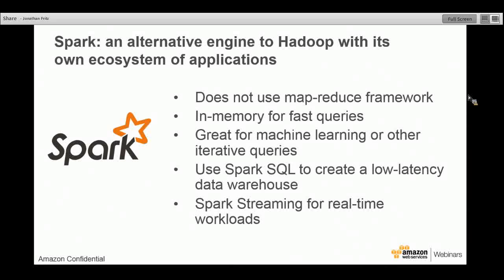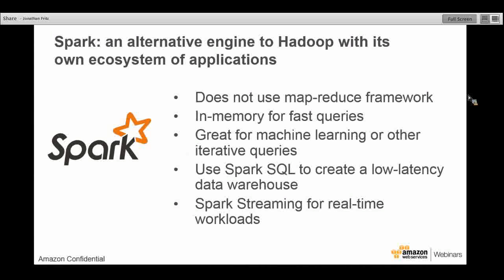It's an alternative to Hadoop MapReduce. It's an alternative engine, and it has its own ecosystem of applications as well. It doesn't use the MapReduce framework, and it's subsequently faster than Hadoop MapReduce at processing certain types of jobs. It's great for iterative machine learning queries, and actually Spark comes with MLlib, which is a set of libraries that you can begin using right off the bat without having to write your own machine learning libraries.